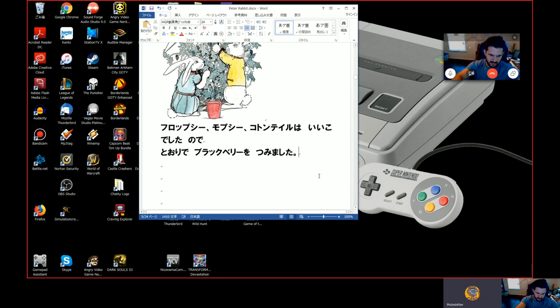Fropsy, Mopsy, Cotton Teru were good children. They were. Yes. Remind me, no de, one more time. No de, therefore. Toride. What does it mean again? Street. Oh, yeah, that's right. Toride, blackberry o tsumemashita. They picked. Yeah. Wakaremashita.